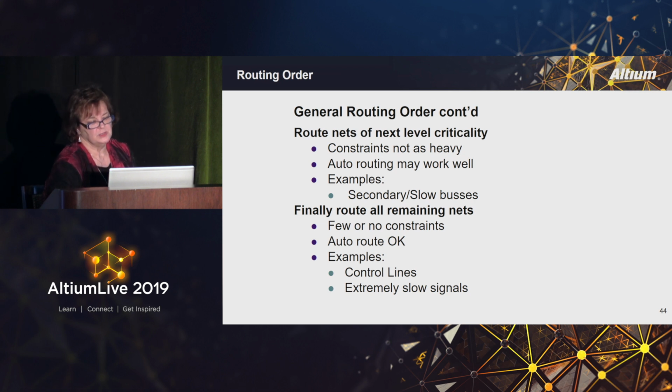And finally, once you've got all the slow buses and whatnot done, then you can go in and do the things that don't have very many constraints at all, things like control lines and extremely slow signals. And those can route on outer layers because they're slow and you don't really need them to be highly constrained or controlled.